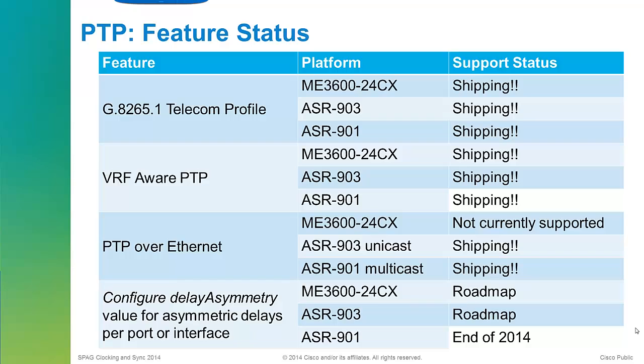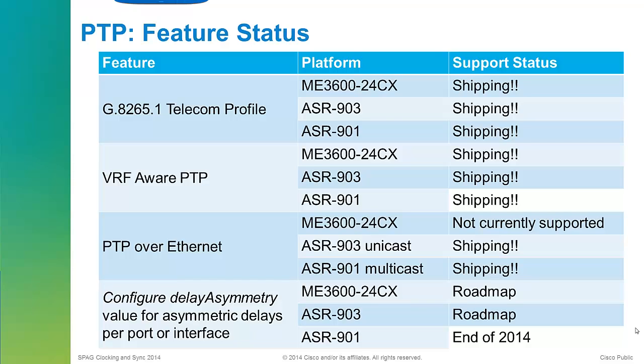PTP over Ethernet is becoming more common. It originally was deployed in industrial applications. Now it's becoming more of interest to telecom providers in some circumstances. Some cell site devices support PTP over Ethernet. So it's supported on the 903 unicast, 901 multicast. There's reasons for that. The 24CX doesn't currently support it. We're still working on that.